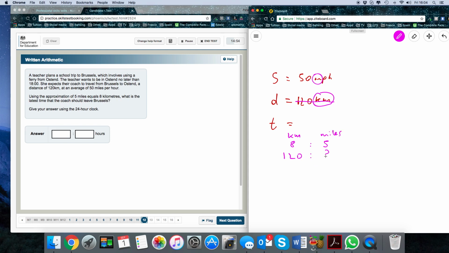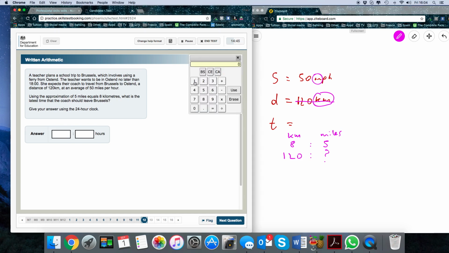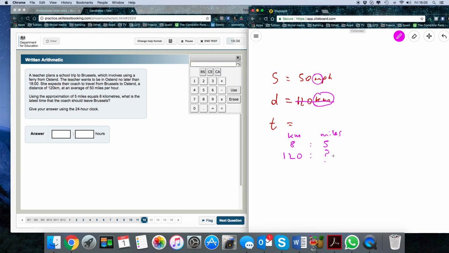Okay, we write it out like this. 8 kilometers is 5 miles. They've given that to you in the question. We're converting 120 kilometers. Let's use the calculator. If you write it out like this and you practice it, you'll be clear that that's a division first. So you divide by 8 is 15, and then you multiply by 5. Okay, so it's 75 miles.